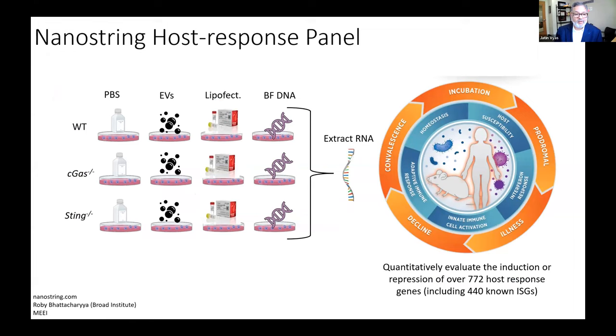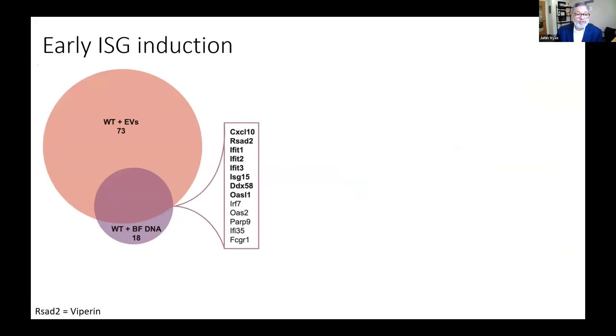And so what Hannah did was to take wild-type macrophages or cGAS or STING knockout macrophages, and expose them to extracellular vesicles or Lipofectamine or the biofilm DNA. And then we extracted the RNA from those macrophages and interrogated the transcriptional response. And so what we could see in that setting was, predictably, a number of those interferon stimulating genes were turned on.